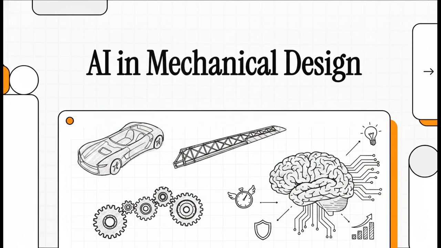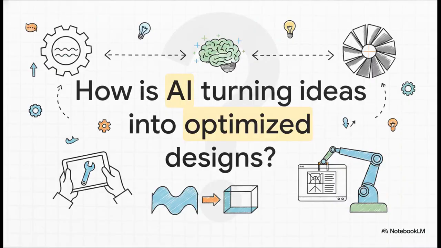Welcome to this explainer lesson. Today, we're going to dive into how artificial intelligence is stepping up as a powerful co-designer to help us build things faster, safer, and honestly just better. So how exactly is AI bridging that gap between a raw concept and a fully optimized production-ready design?